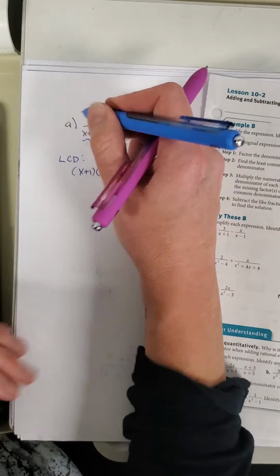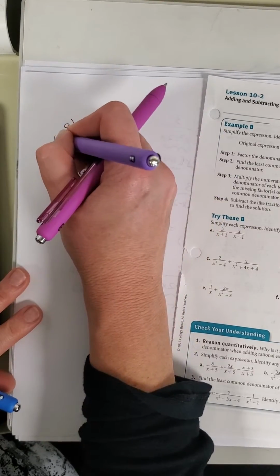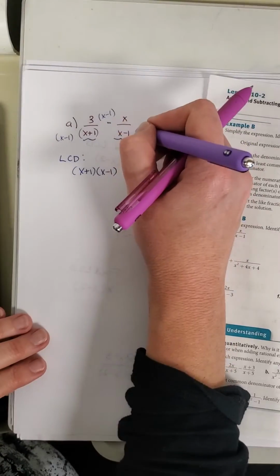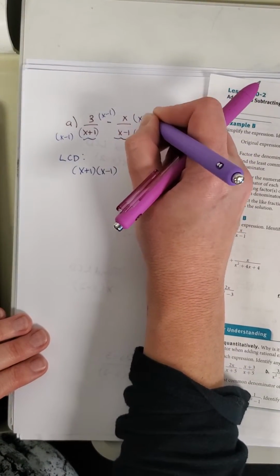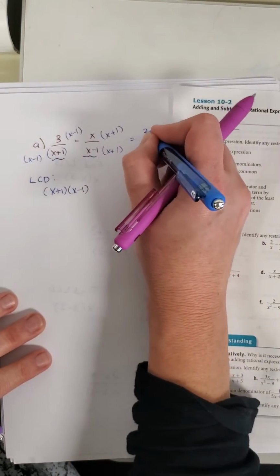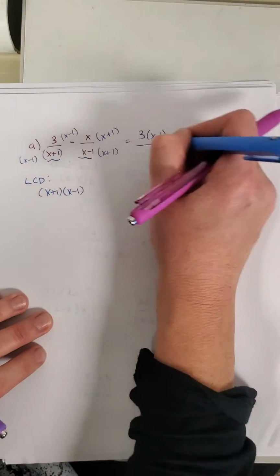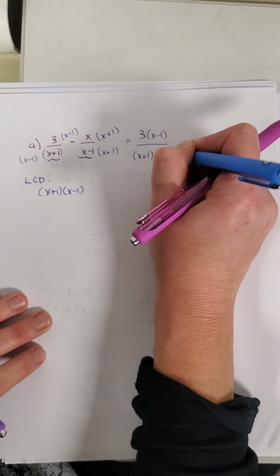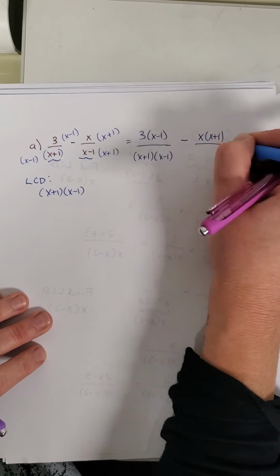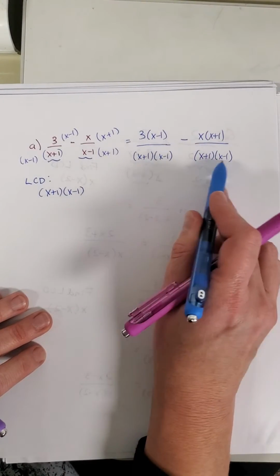So we're going to have to multiply this fraction by x minus 1 to both the numerator and the denominator. And we'll have to multiply this fraction by x plus 1 to both the numerator and the denominator. And so that's going to be 3 and then x minus 1 over x plus 1, x minus 1, and then minus x times x plus 1 over x plus 1, x minus 1.